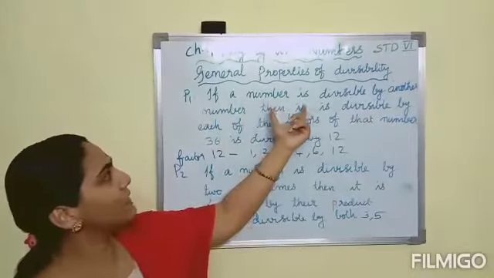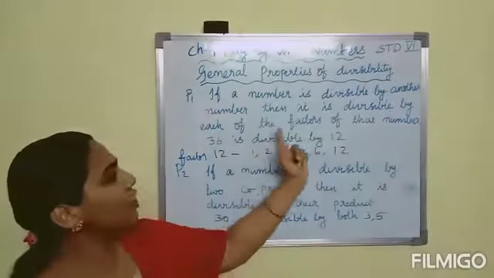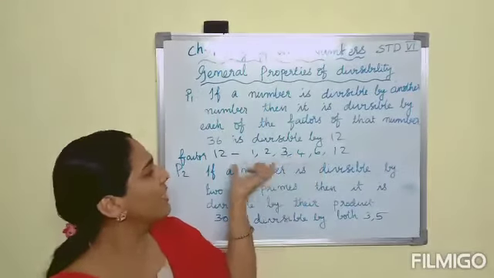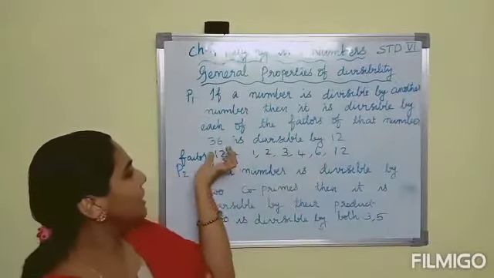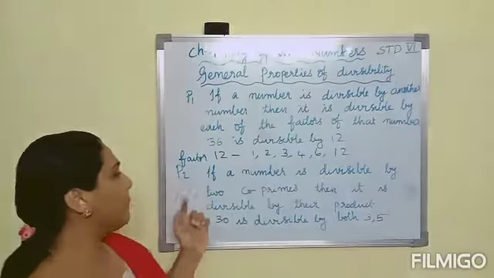That is what I have explained here. If a number is divisible by another number, then it is divisible by each of the factors of that number. So the factors of 12 we have written here, and each of these factors can divide 36. That means each of these factors is a divisor of 36. Okay, so next property.